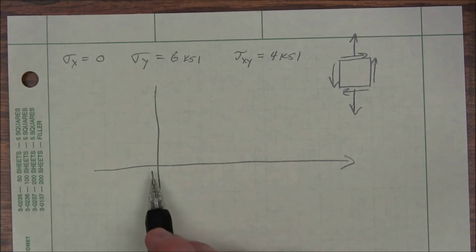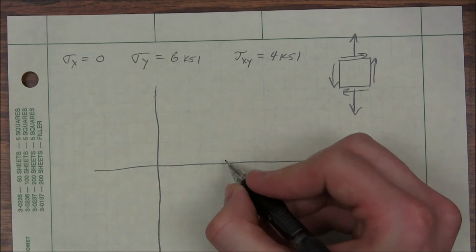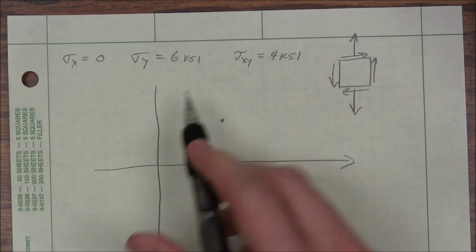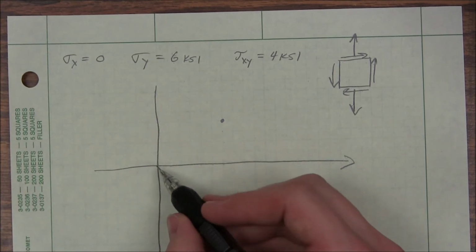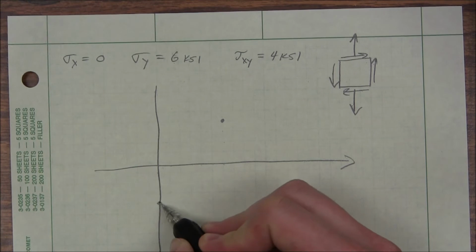My sigma y is up. So go 1, 2, 3, 4, 5, 6, and up 4. 1, 2, 3, 4. My sigma x is down. It's at 0, so it's 1, 2, 3, 4.